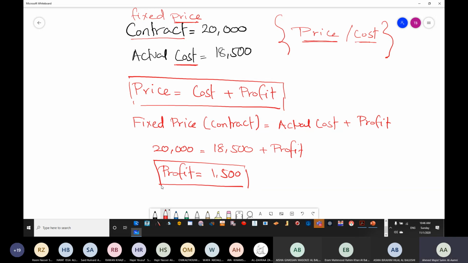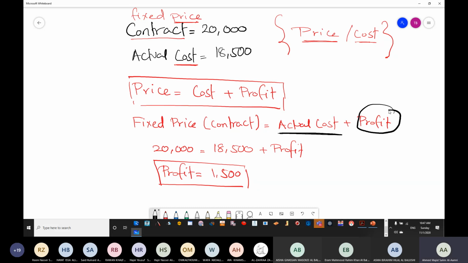Now the actual cost, is it going to go to the contractor, or is it going to go purely as a profit to the contractor, or is it going to go for the building itself? Okay, so that's going to be for the building. Now what about the profit? The profit will go to whom?